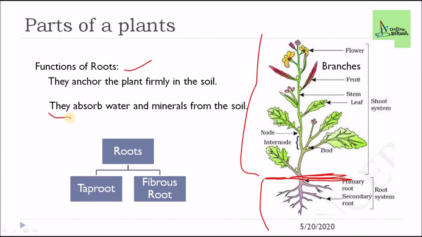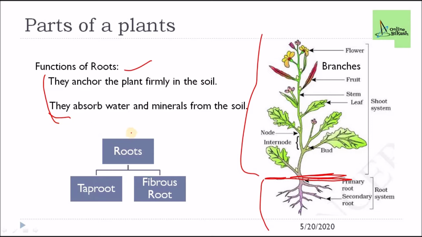If the plant does not have roots, then definitely it will die, because it will not be able to absorb water and minerals from the soil. So these are the primary functions of roots. Okay, primary functions. I'm saying primary function. Why I'm saying primary function, you will get it in the later part of this video.